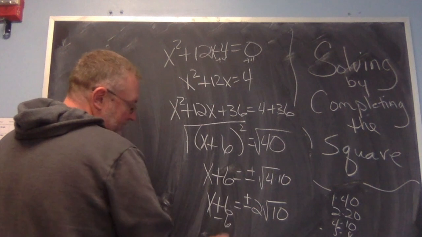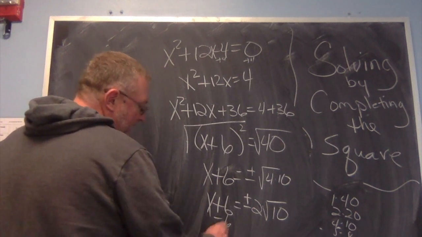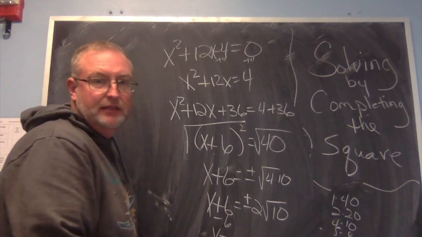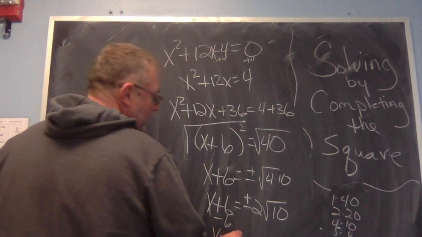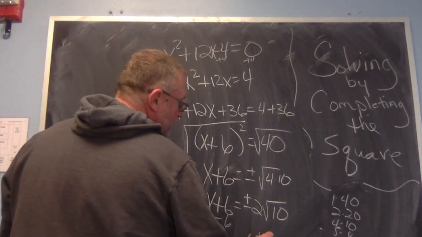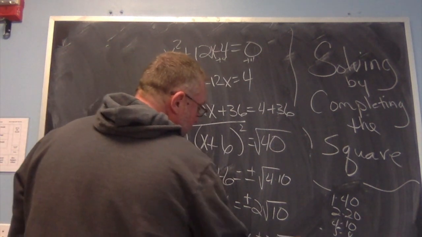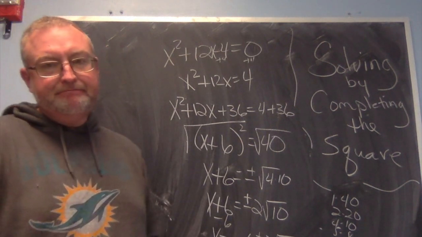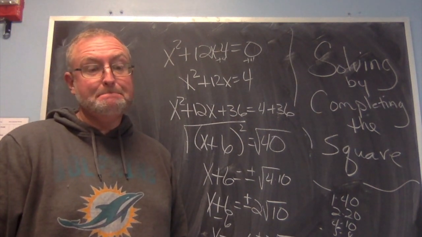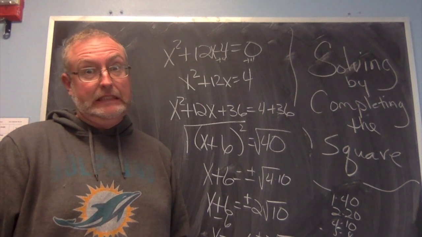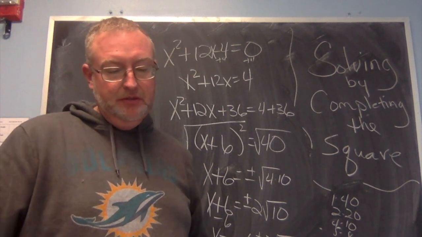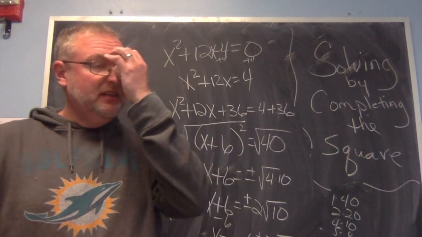Then I just subtract the 6 to get rid of it. And x equals, can you see that still? Yes. All right, negative 6 positive negative 2 square root of 10. All right. Now those are easy ones. All right, so let's jump down there towards the bottom. Let's do a couple of those.